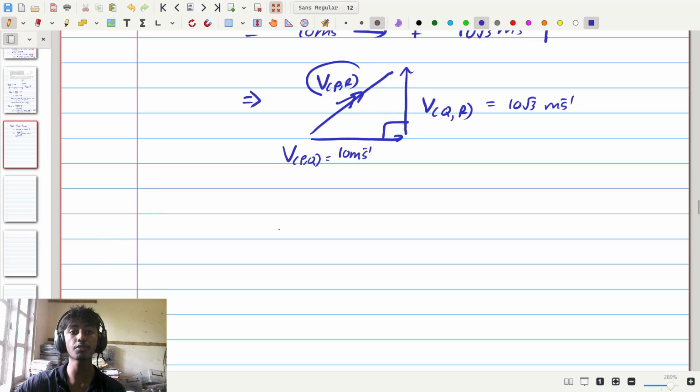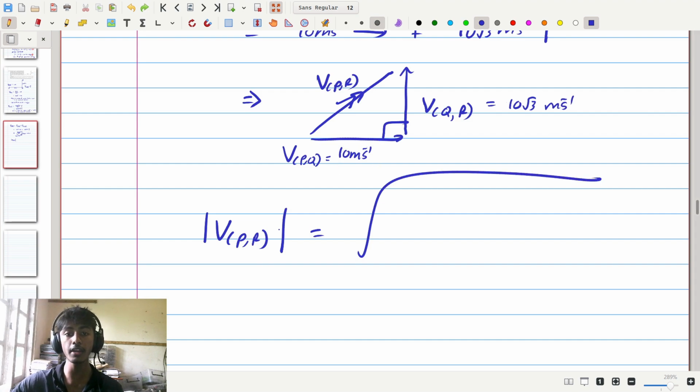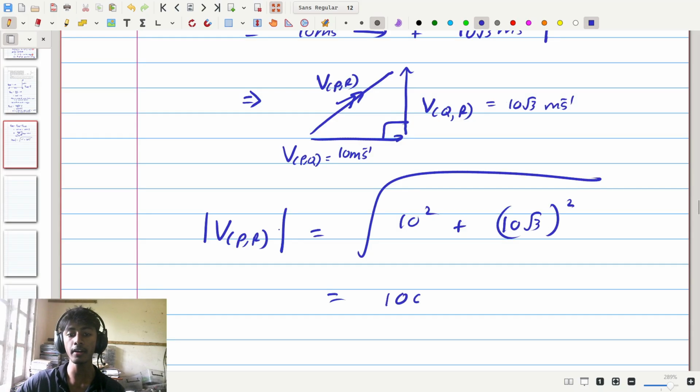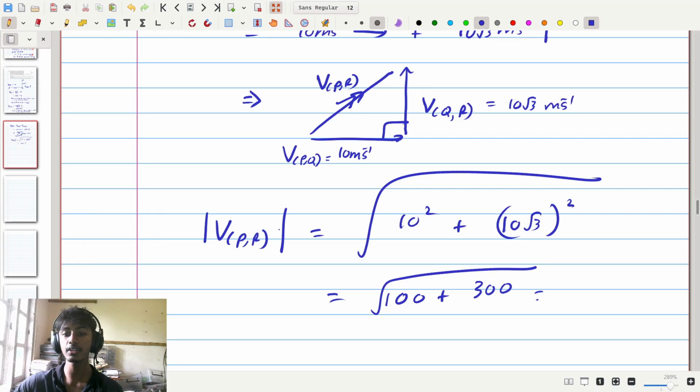The final velocity of V P to R can be found by finding its magnitude separately, as the length of this line right here, which is equal to the square root of the horizontal distance or 10 squared plus the vertical distance or 10 root 3 squared, which is equal to 100 plus 100 times 3 or 300, square rooted, which is equal to the square root of 400, which is equal to 20. So the magnitude of velocity of P relative to R is equal to 20 meters per second.